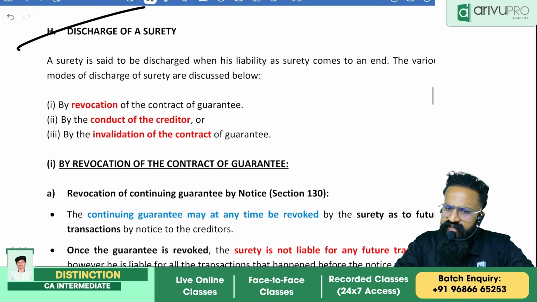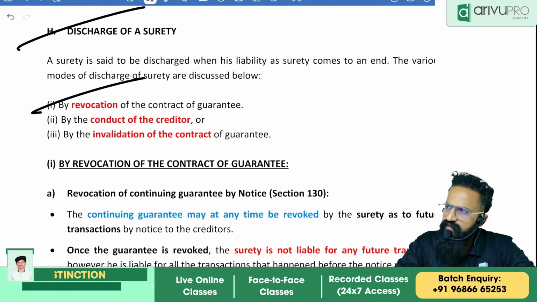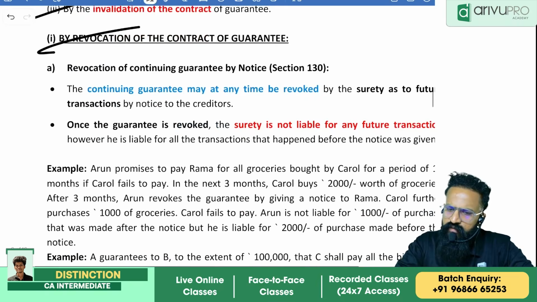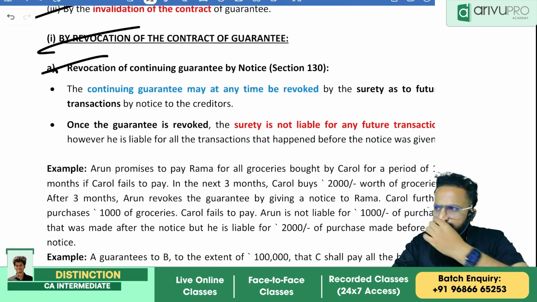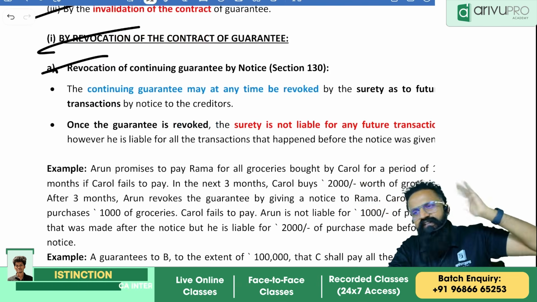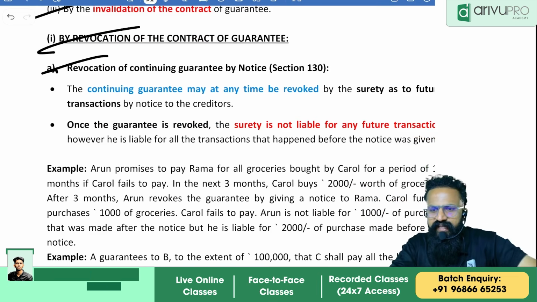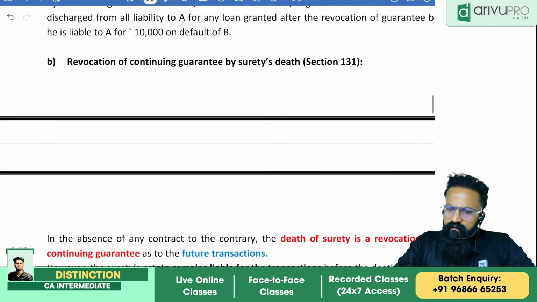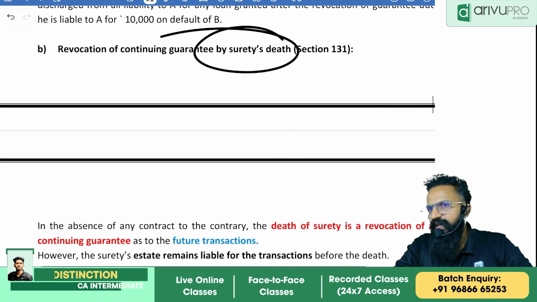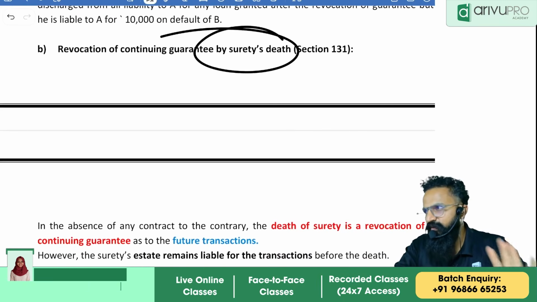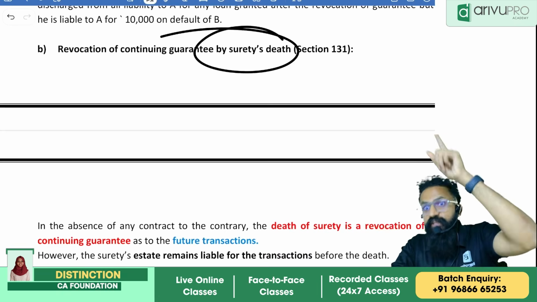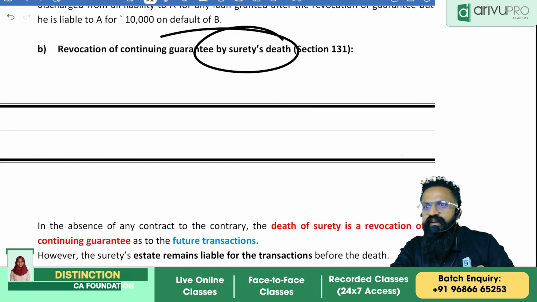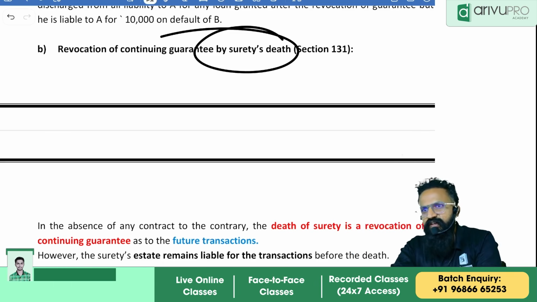Okay. Discharge of surety. When will surety get discharged? Revocation, conduct of the creditor, or invalidation of the contract. That is all. In revocation, you will see on continuing guarantee, I can give notice. Whatever is the past, I cannot revoke. Future transactions, I can revoke. Revocation on surety is death. Possible. Past cannot be revoked, future can be revoked. Past, you will be liable up to the extent of the properties inherited. If that is also not there, then it's a loss, that's all.